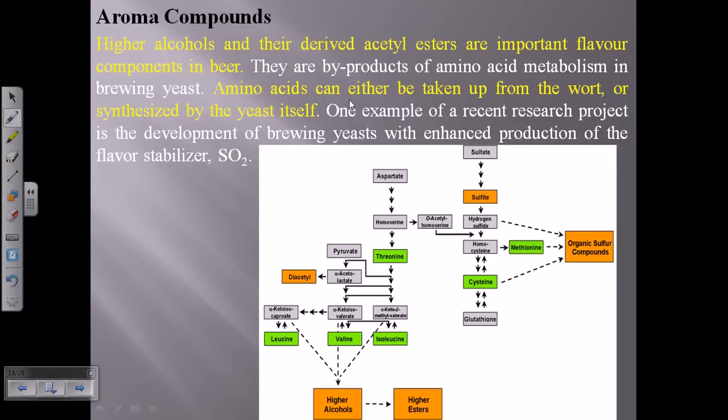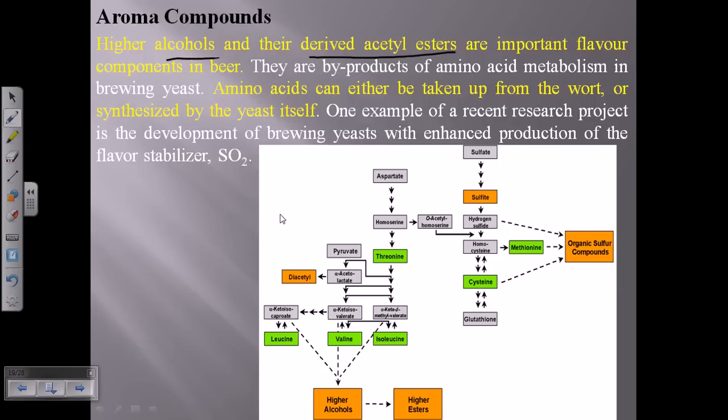so now let's talk about the aroma compounds. Usually the higher alcohols and their derived acetyl esters are important flavor components in the beer. Now it is coming from the alcohols and their derived acetyl esters, right? And it is also coming from hops, right? So they are byproducts of amino acid metabolism in the brewing yeast actually. Amino acids can either be taken up from the wort or synthesized by the yeast itself, right?